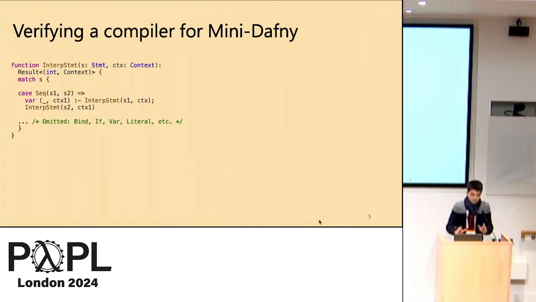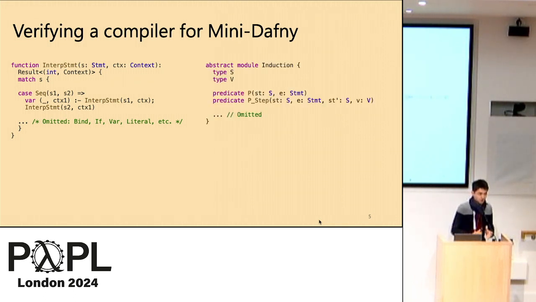So let's illustrate how it works on a simplified version of the Dafny language. We'll call that Mini-Dafny. You have this interp statement function, which takes as input a statement and a context, which is just a map from variables to values, and it returns the value the statement evaluates to. So we mix statements and expressions here, and we say for illustration purposes that all values are integers, and it returns a new context. In the case of sequences, we just chain the execution of the elements in the sequence. Now, the question is, how can we encode an induction principle for that?